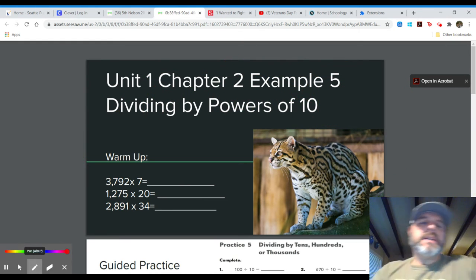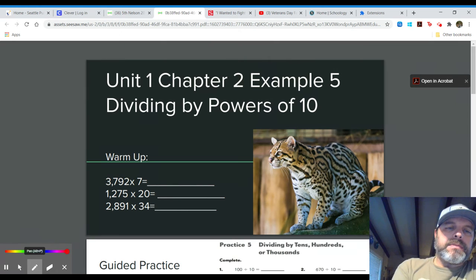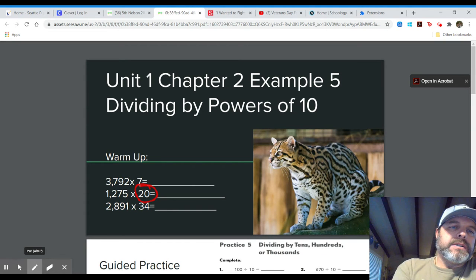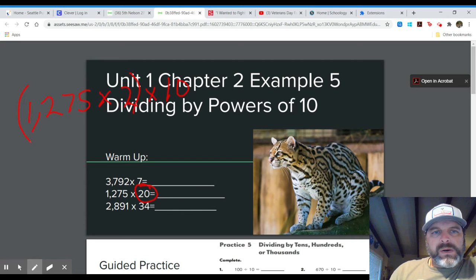All right, the next one. Now, the next one, you remember when we split up the 20 in that one, we used to do the strategy. So you could actually do 1,275 times, and then we could split the 20 into 2 and 10. Remember doing that? Why couldn't you just do 1,275 times 2 and add a 0? Well, that's what I'm doing. You're way ahead of me. I thought you were going to split the 20. I am, but I'm doing 2 times 1,275 first.